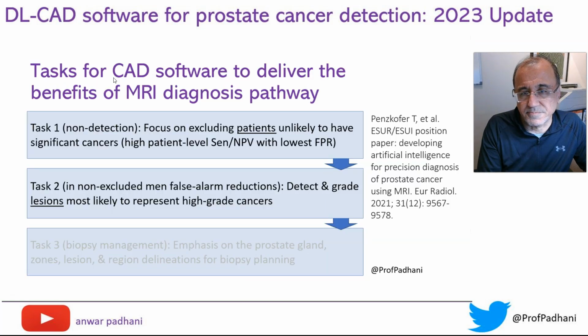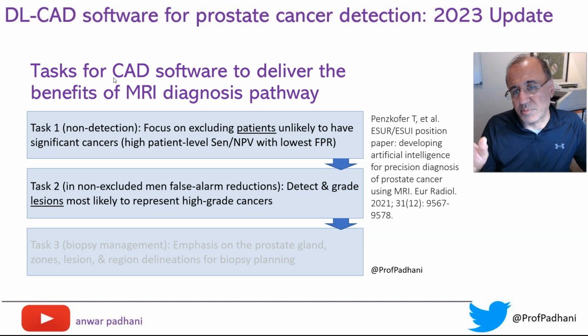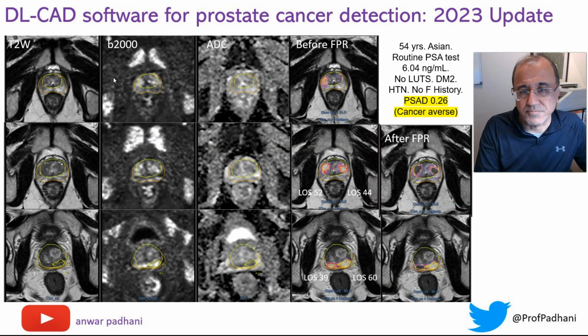about 9 years. So the second task is in non-excluded men to detect and grade lesions most likely to represent clinically significant cancers. And here is an example of an AI workflow as to how this might happen.